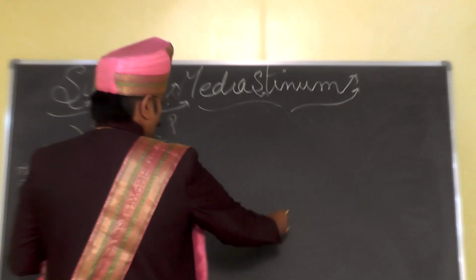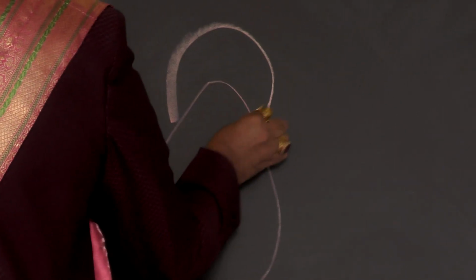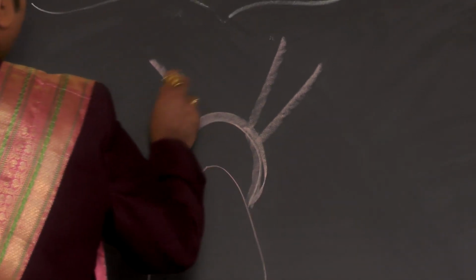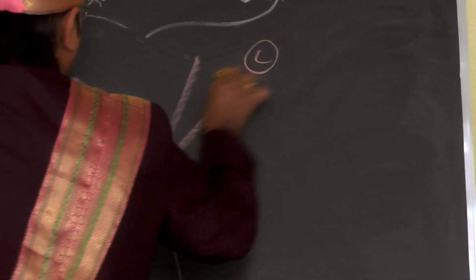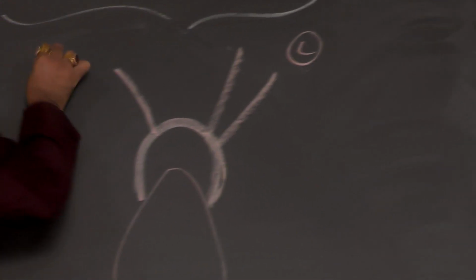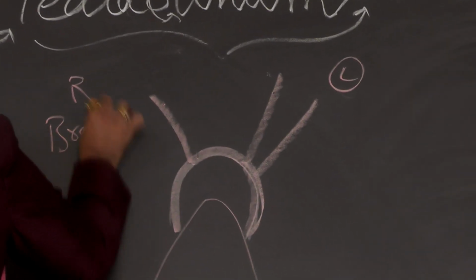Now let us try to draw the reflection of the pericardium. Good. Now you see, we have the arch of aorta, which I am drawing. Here you have the brachiocephalic artery, the common carotid artery and the subclavian artery arising from the arch of aorta. On the left side you have the subclavian artery and common carotid artery, and on the right side you have the brachiocephalic artery.